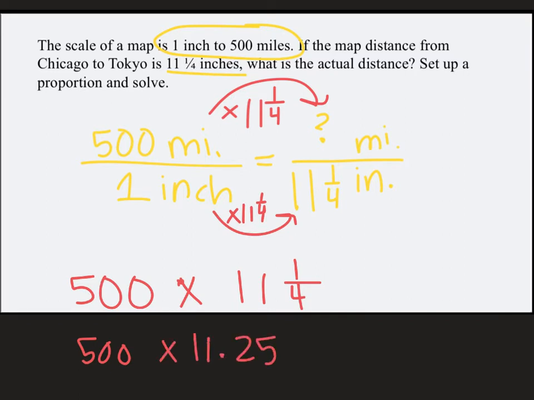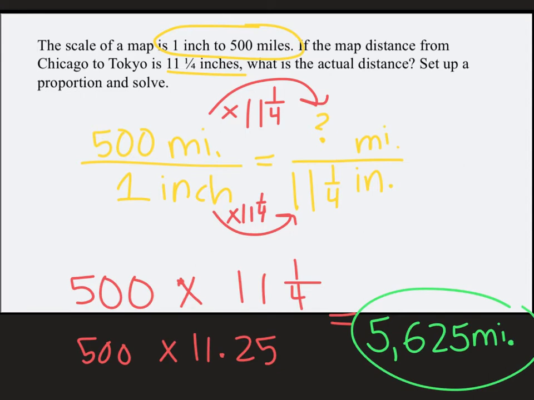If you were to type this in your calculator, you would do 500 times 11.25, or you can work with fractions. That's a really big fraction, so I'm going to type it in my calculator. Either way, you should get the same answer, which was 5,625 miles. Don't forget your units since it's a word problem.